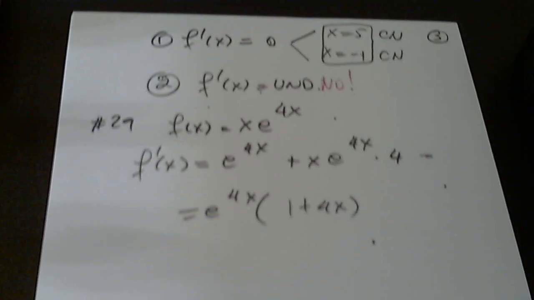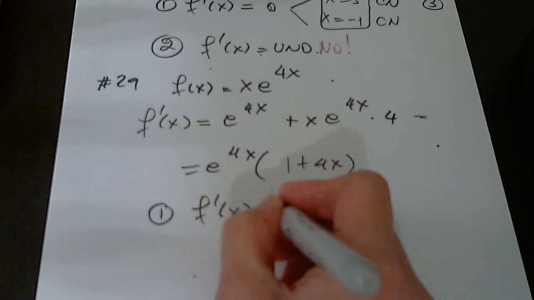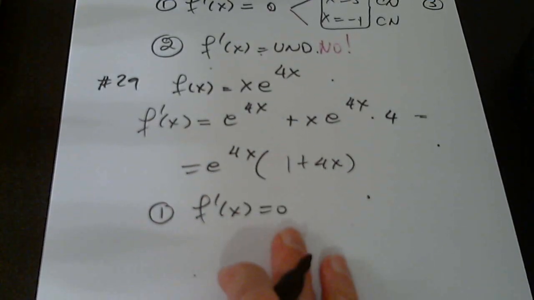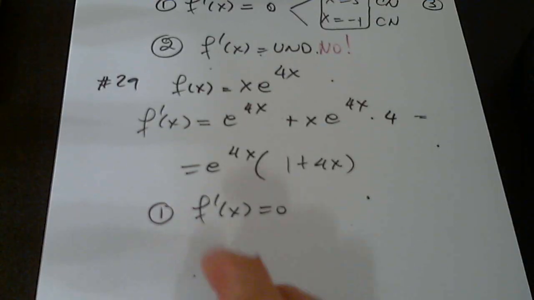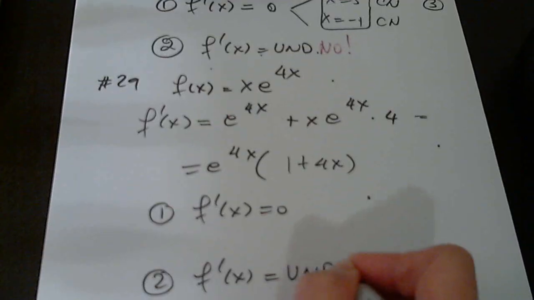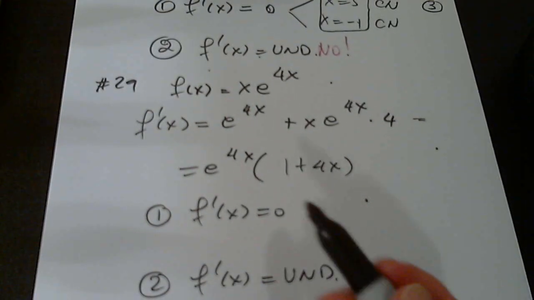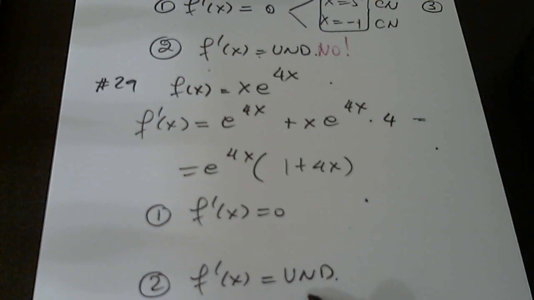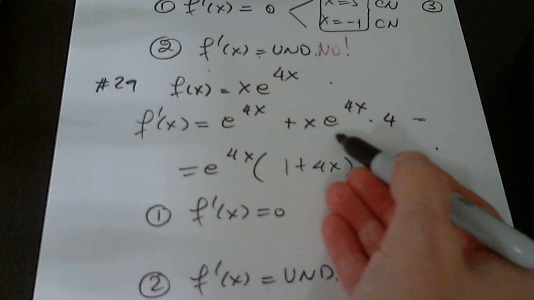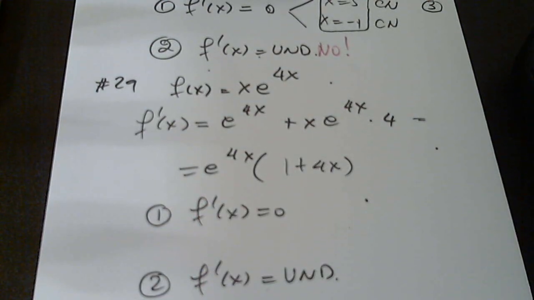Perfect. So now we have to check f prime of x equals 0 to see if this equation has any solutions. And number 2, I have to check whether f prime of x is ever undefined. Let's start with this one. Do you think that f prime of x, this function, is ever undefined where the function is defined?